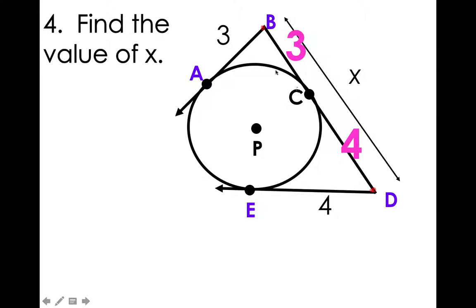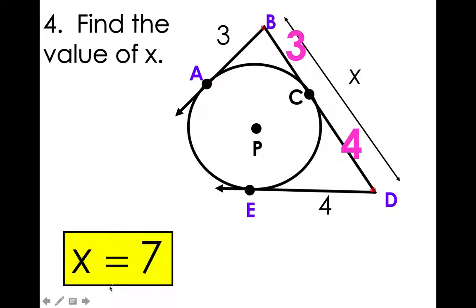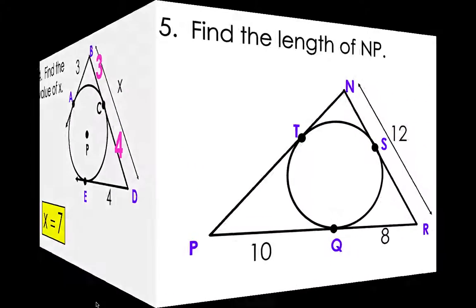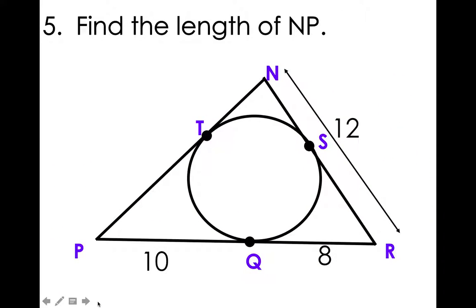And if that's the case, the problem says find the value of x. Well, finding the value of x is basically saying what is the length of BD. So when I ask for the length of BD, I get 3 plus 4, which gives me 7. Let's look at this one, number 5.